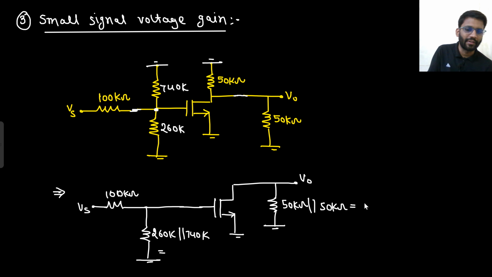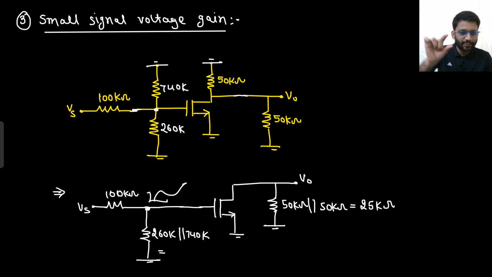50 kilo ohm parallel with 50 kilo ohm would be 25 kilo ohm. So what will be the gain? What did I tell you? First write the potential here. Then this potential will be amplified with the gm factor.